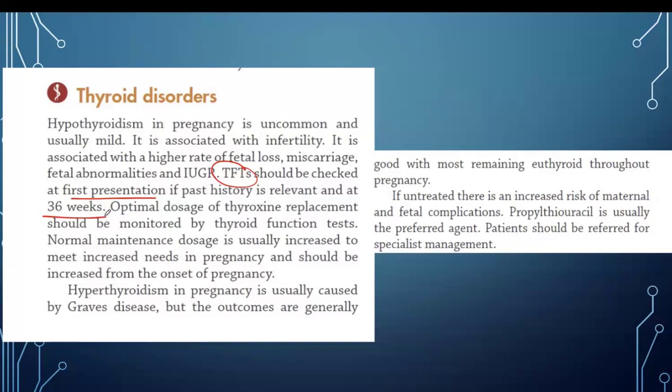Many times there might be an increased requirement of thyroxine in a hypothyroid patient, especially when they're pregnant. So the normal maintenance dosage is usually increased in pregnancy. For a hypothyroid patient, you would check their thyroid function test at presentation and at 36 weeks, and most of the time you will need to increase the dose a little bit. Most of the time, these patients already have a specialist who can always change the dose.